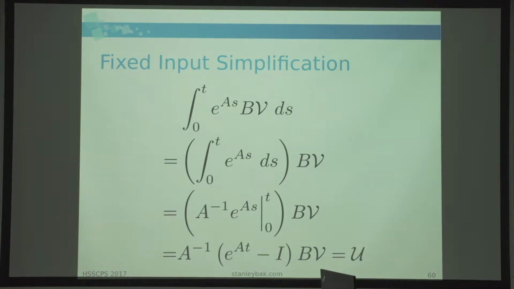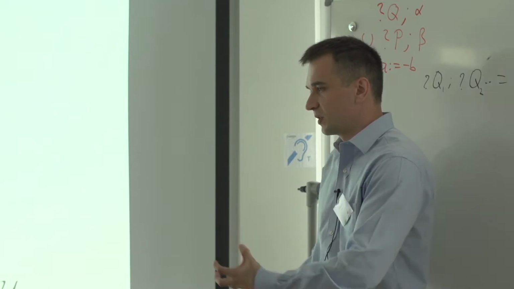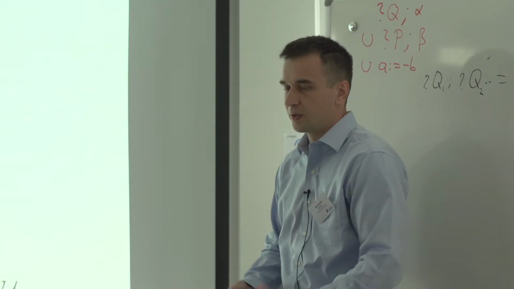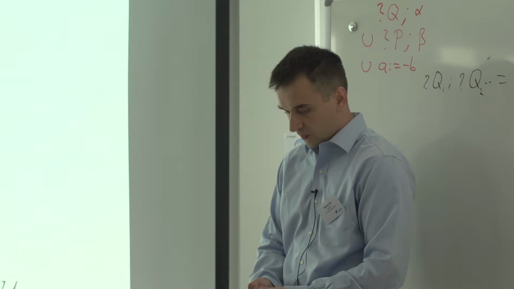Well, the first thing you can do is you can pull this v out of the integral. Once you have this integral, you can then solve it. Then you actually do the integration, and you can get this term here. And we notice that this is just a bunch of set operations, and you end up with a set of states. And so this is my one-step fixed input effects term that I describe as just a set of states.